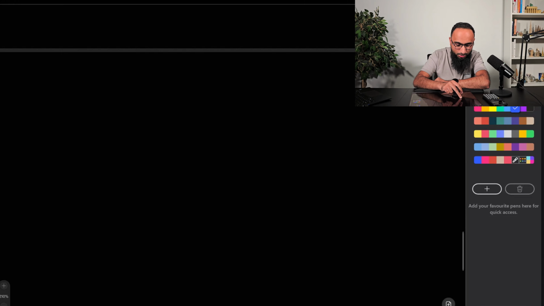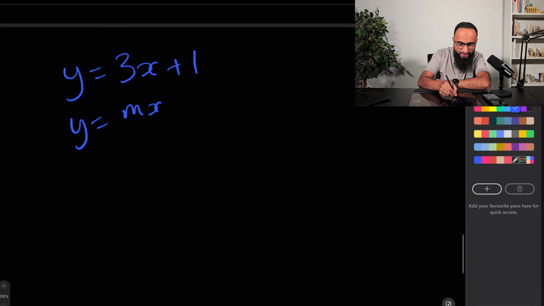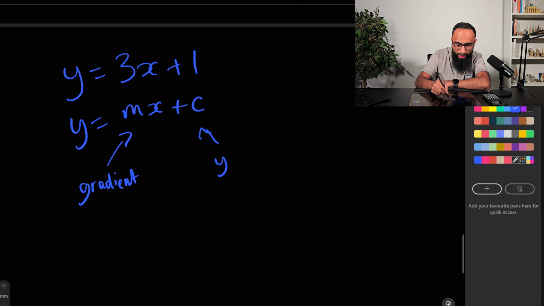Well, first of all, we could have something very simple like y equals 3x plus 1. Now we know that this is in the form y equals mx plus c. And I hope you know by now that m refers to the gradient and the c refers to the y-intercept. Now these might seem like big and daunting terms, but really the gradient just means what is the slope looking like. So is it going upwards? Is it going downwards? And how steep is it?